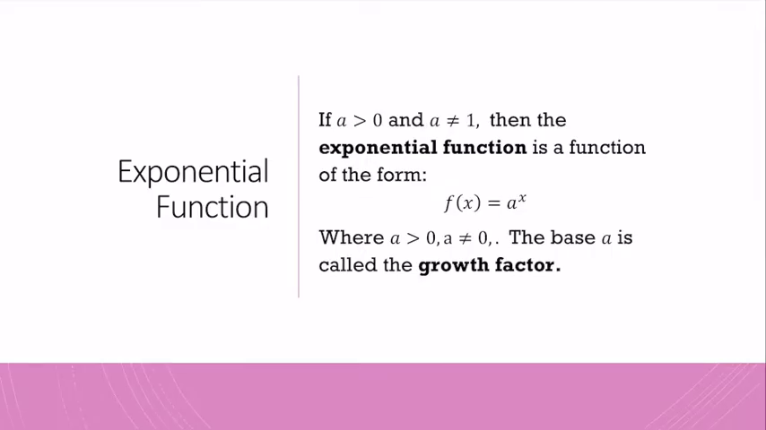If a is greater than 0 and a doesn't equal 1, because remember if I had 1 to any power, that's always 1, so that's not very exciting, then the exponential function is a function of the form f of x equals a to the x, where a is greater than 0, a doesn't equal 1, and the base a is called the growth factor. So my a has to be greater than 0, and it can't be 1.